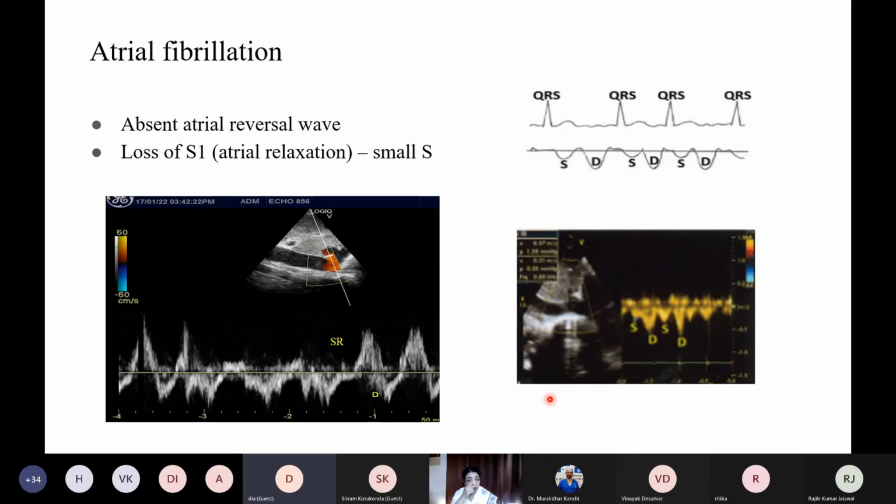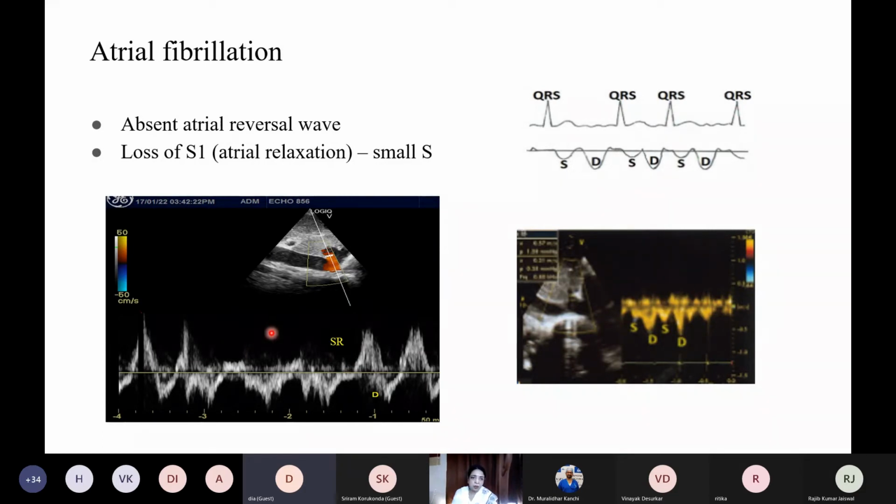So coming to atrial fibrillation, there is an absent atrial reversal wave, obviously, because the atria are fibrillating, so they are not contracting powerfully, and there is no contribution of that 25 to 30% of blood going into the ventricle. So there is no relaxation also, and there is loss of S wave. In addition to that, there is a small S wave. In this image, you can see a small S wave followed by D wave, and there is no classic reversal wave of atria.